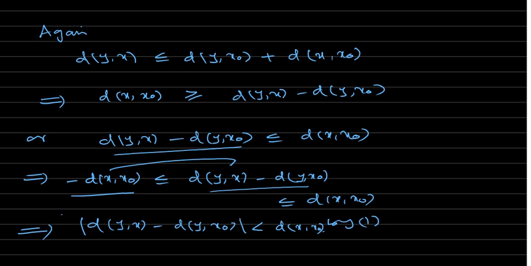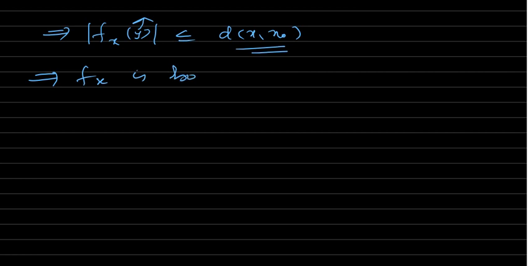So what's this d(y, x) minus d(y, x0)? It's actually f_x(y). So this means mod of f_x(y) is lesser equal to d(x, x0), and you can see that this is actually the upper bound because it's independent of this point y. So f_x is bounded, because for each x this is some finite number, and it's independent of y. A function is bounded when f(x) is less or equal to k for each x, and this k should be independent of the point. In the general case x is the point; here the point is y. So this f_x is a bounded function.